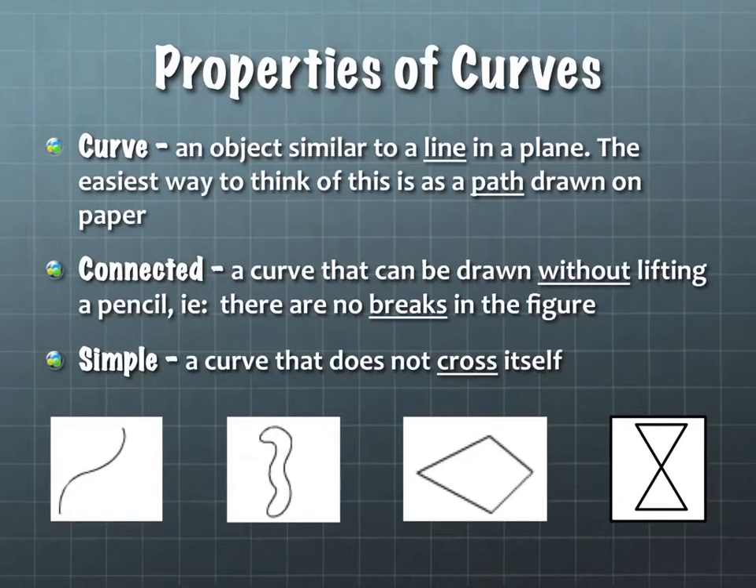Connected means that you have a curve that can be drawn without lifting a pencil, i.e. there are no breaks in the figure. There's no stopping and restarting in another spot. And a curve is called simple if it does not cross itself.